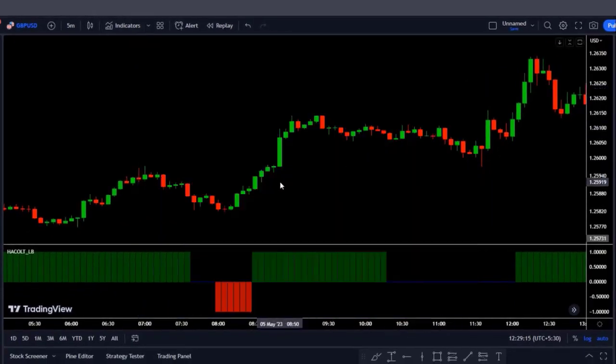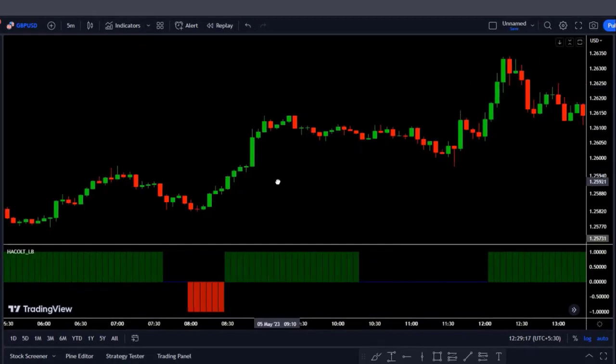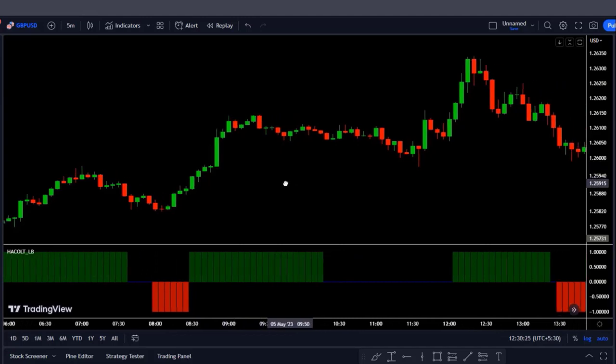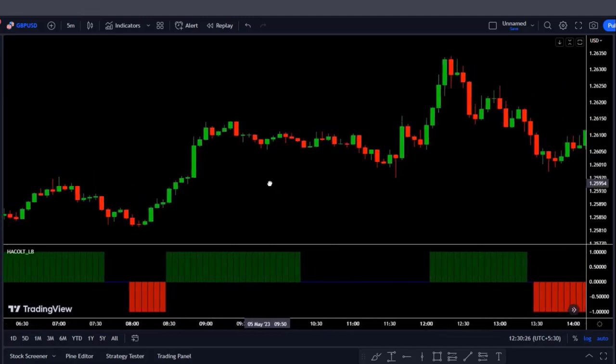This TradingView indicator is based on the Heiken Ashi candlesticks and incorporates several other technical analysis techniques, including triple exponential moving average and exponential moving average. This indicator aims to identify potential trend reversals and filter out the noise in price movements.